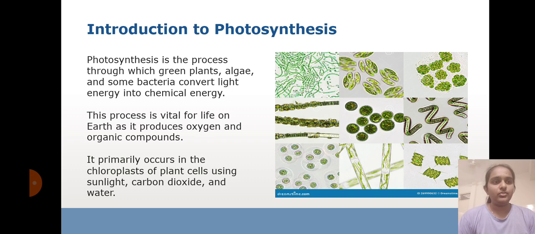First, introduction to photosynthesis. Photosynthesis is the process through which green plants, algae, and some bacteria convert light energy into chemical energy. Photosynthesis is a process of plants preparing their own food. This process is vital for life on Earth as it produces oxygen and organic compounds. It primarily occurs in the chloroplast of plant cells using sunlight, carbon dioxide, and water.